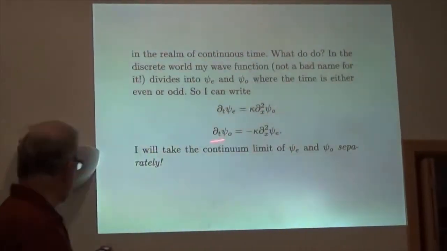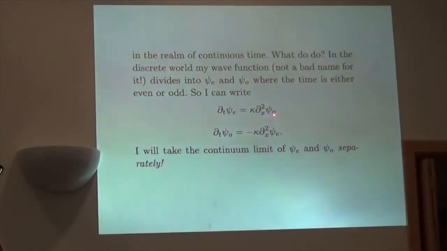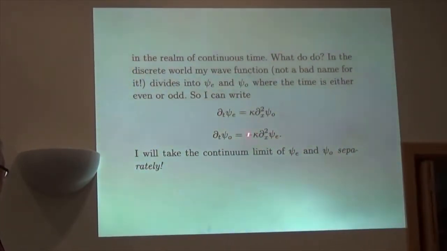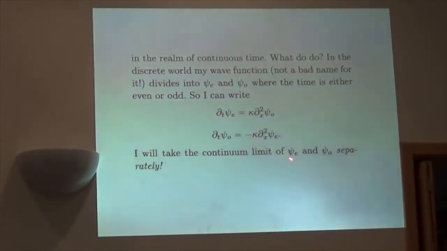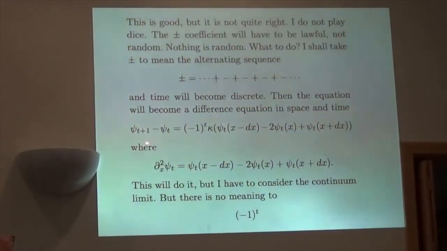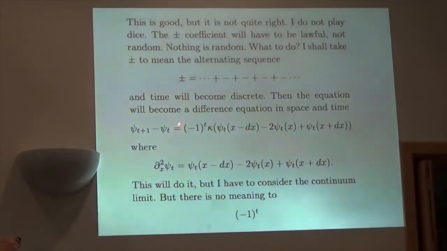That's what I wrote on the next slide, that the time derivative of psi even is some multiple of the space derivative of psi odd. And the time derivative of psi odd is minus some multiple of the space derivative of the even, because when you're odd, you get a minus one. All right? So then you could take the continuum limit of psi even and psi odd separately. Now, in fact, if you go back and think about what this funny thing is doing, and make it into a recursion, and I'll write it later, then there isn't really any hope of it converging for both psi even and psi odd anyway, because it's flipping back and forth.